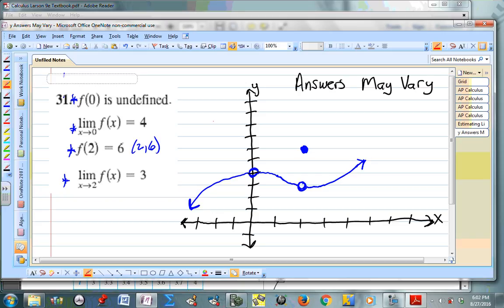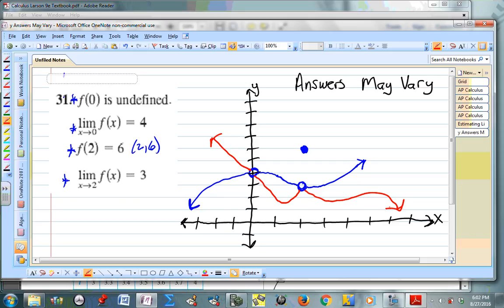Somebody might have looked at it differently. They might have viewed it like this. We approach 4, we come down, we approach 3. Who knows? There's infinitely many ways to interpret this, but there must be a hole at 0, 4. There must be a hole at 2, 3, and there must be a dot at 2, 6. Anyways, I hope this makes a little sense.